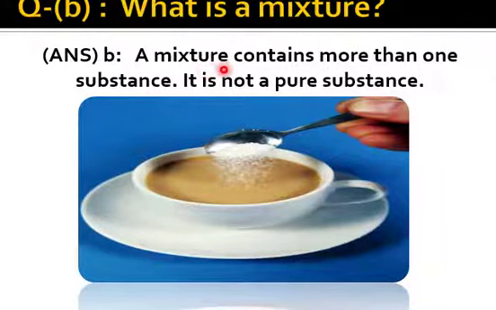What is a mixture? A mixture contains more than one substance. It is not a pure substance. For example, a cup of tea. A cup of tea along with the sugar is called a mixture.